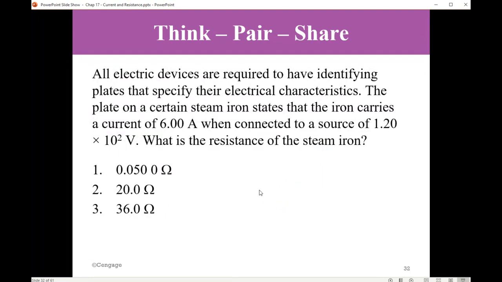All electric devices are required to have identifying plates that specify their electrical characteristics. The plate on a certain steam iron states that the iron carries a current of 6 amperes when connected to a source of 1.2 times 10 to the power 2 volts. What is the resistance of the steam iron? To solve this problem, we just apply Ohm's law. R equals V divided by I. V is 120 volts and I is 6 amperes, therefore R is 20 ohms. The resistance is 20 ohms.